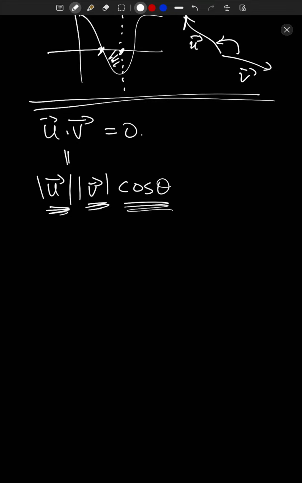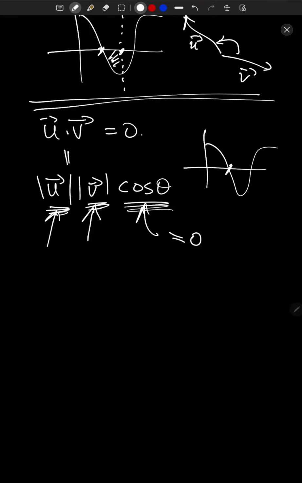So in this situation, either u is the 0 vector, or v is the 0 vector, right? Those two cases are kind of uninteresting because obviously the 0 vector dot another vector should be 0, just from the way we define the dot product. Or cosine of theta is 0, right? Well, this is the interesting one. If this guy were 0, what situation are we in?